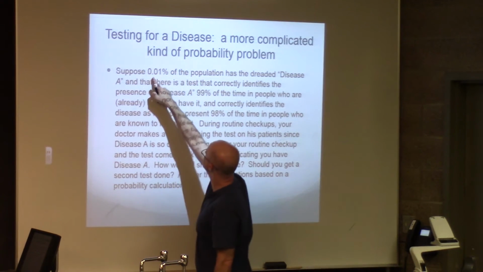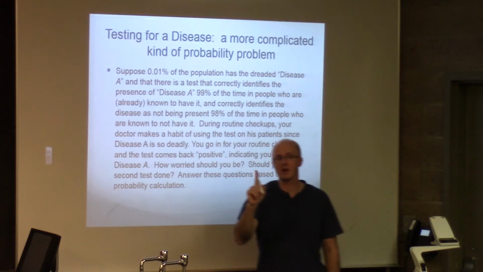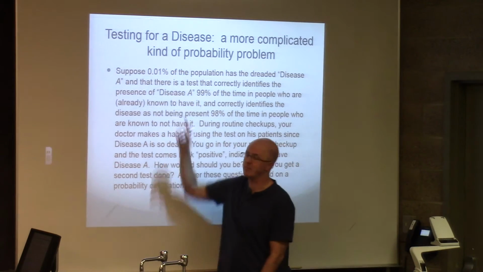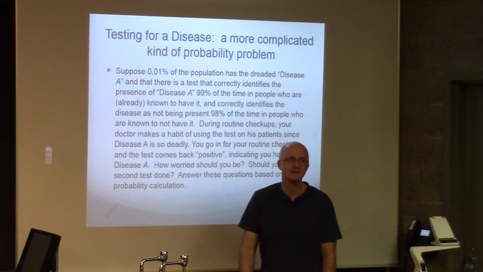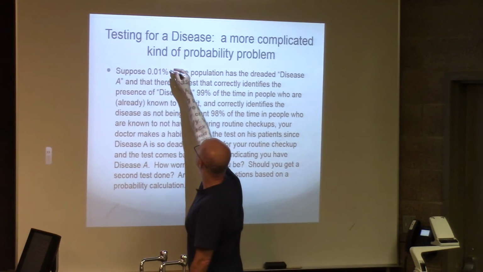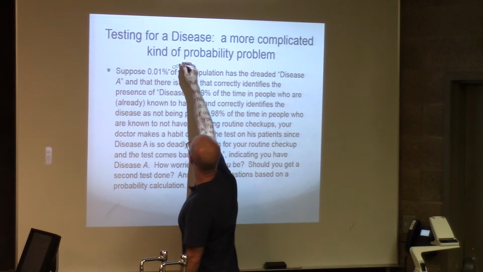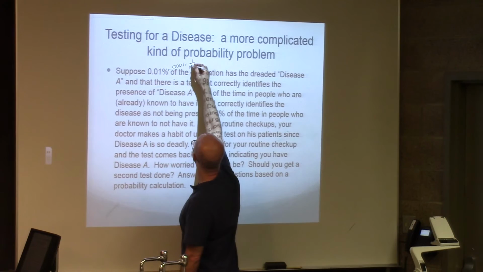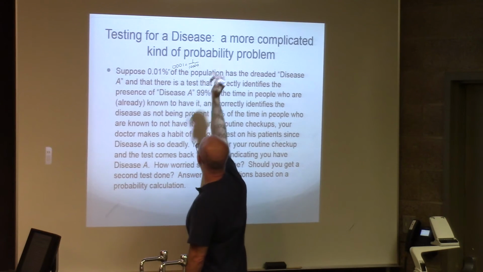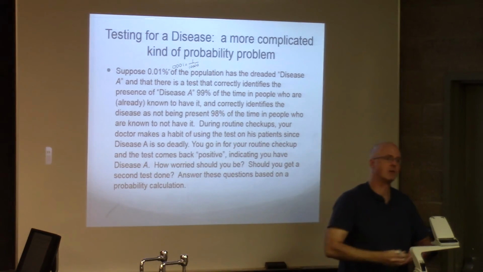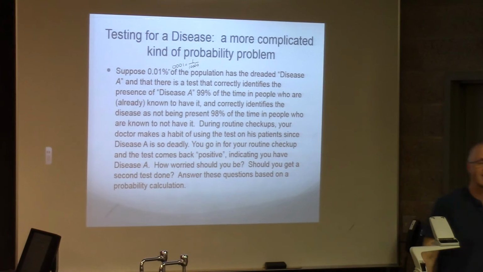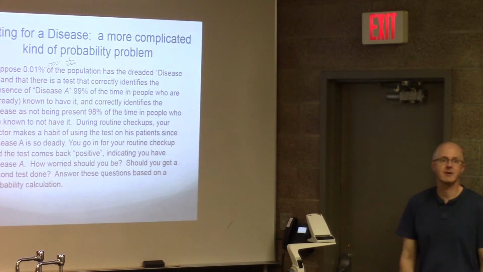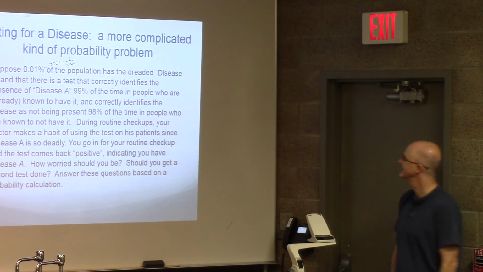1% is 1 out of 100, 1/100th. 0.1% would be 1 out of 1,000. 0.01% is 0.0001, which is 1/10,000. The probability that a randomly chosen person out of the whole country or world or whatever has disease A is 1 out of 10,000. About 1 out of every 10,000 people has it.